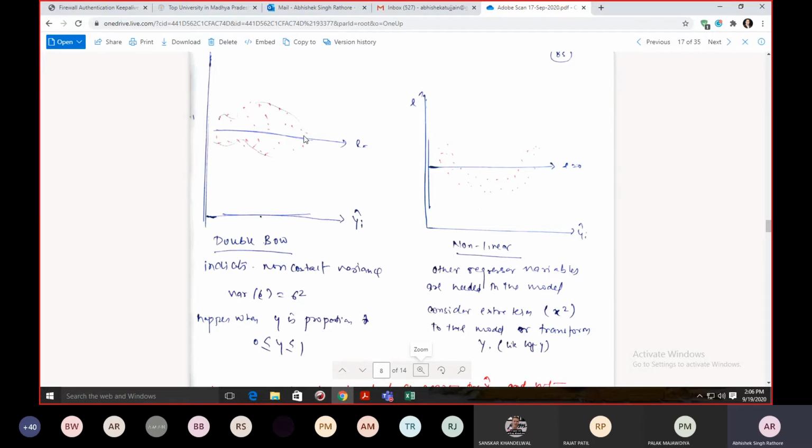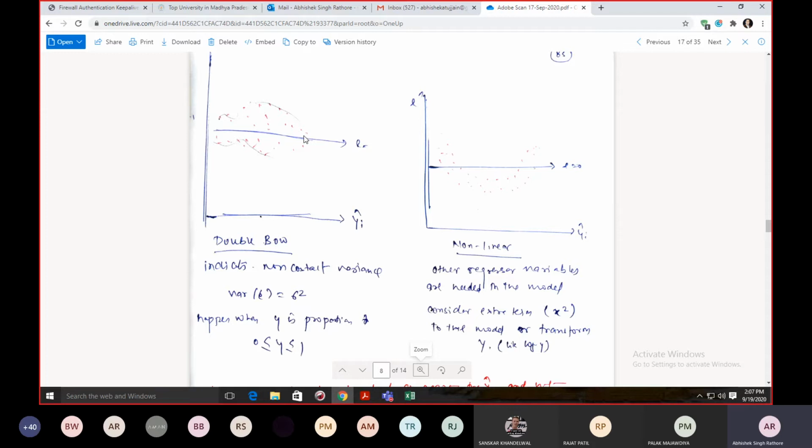We can say that a bow is just a bow shape. So one bow lies above e_i equals 0 and another bow lies just below e_i equals 0. So we are getting two bows available.